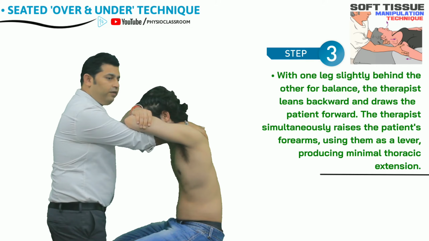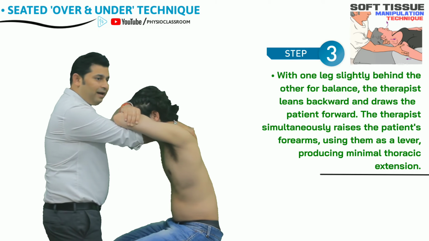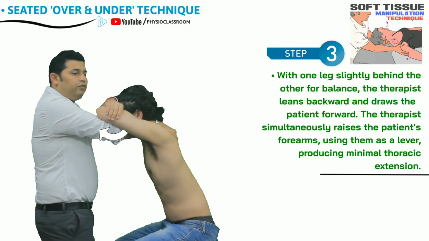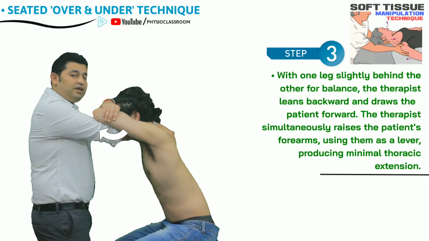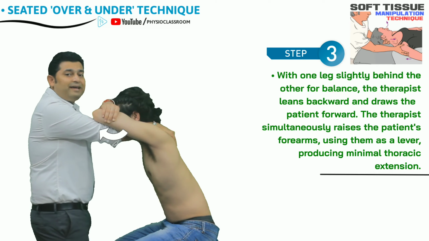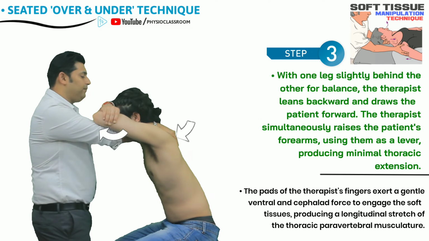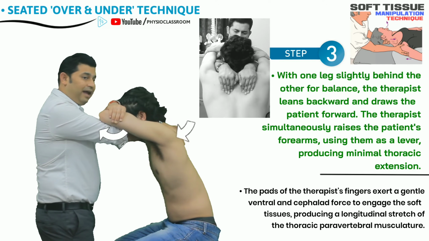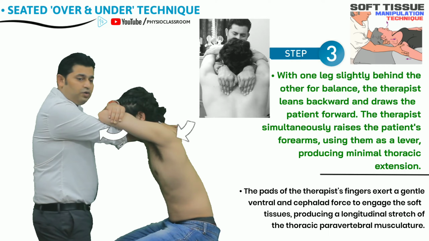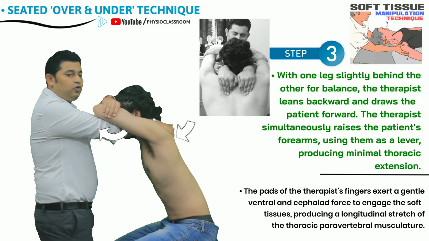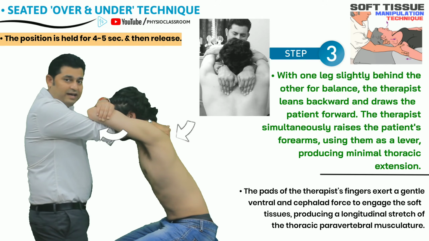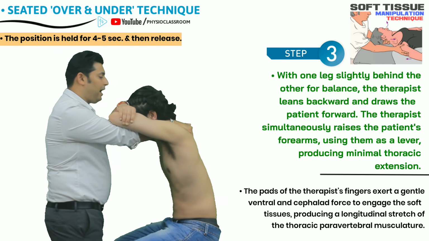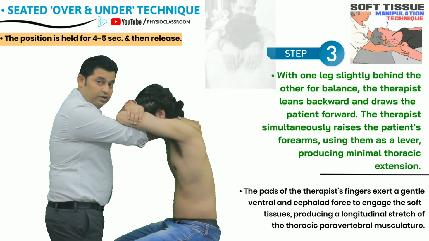Now by shifting the body weight from the front to the back leg and using the forearm of the patient as lever, the therapist creates minimal extension in the thoracic spine, and at the same time the finger pads are engaging the soft tissues in the anterior and superior direction. This position is held for 4 to 5 seconds before returning the patient back to the neutral position.